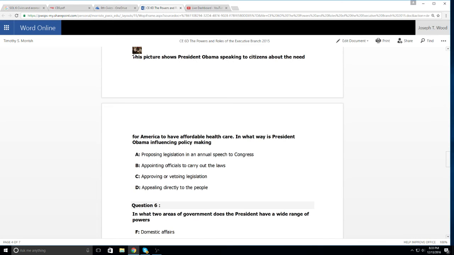Alright, this picture, for whatever reason, is super tiny and didn't save well. So the question is about what is being said about the need for affordable healthcare. So, again, you don't need the picture. The picture's just there to kind of remind you of what it is. Was Obama speaking to citizens about the need for America to have affordable healthcare and what was President Obama influencing, policymaking?